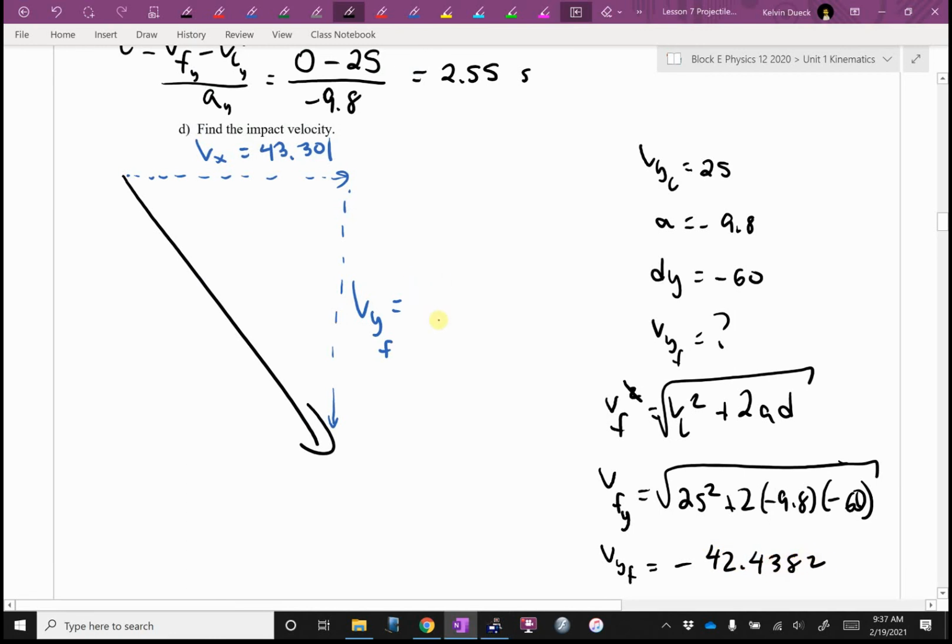And I can now put that on my triangle, negative 42.432. Now, on my triangle, to be honest, because I have an arrow pointing down, I don't need to put the negative in front of the number because the arrow includes the negative. And here's what we're trying to find. This is V final right here.